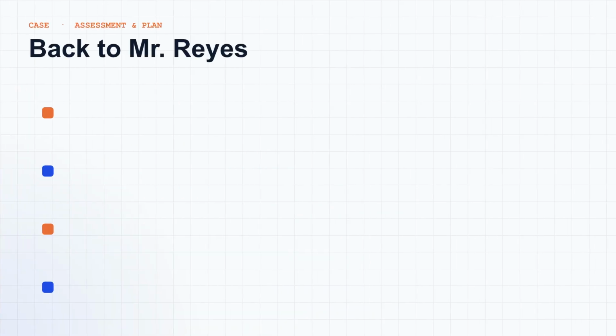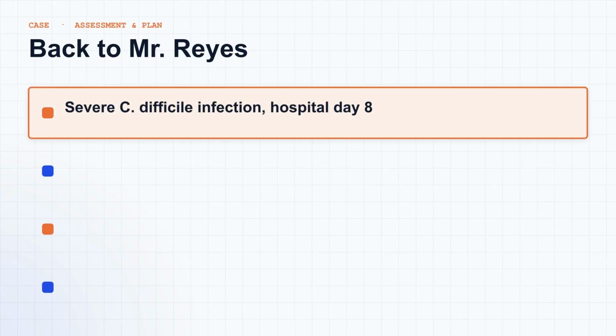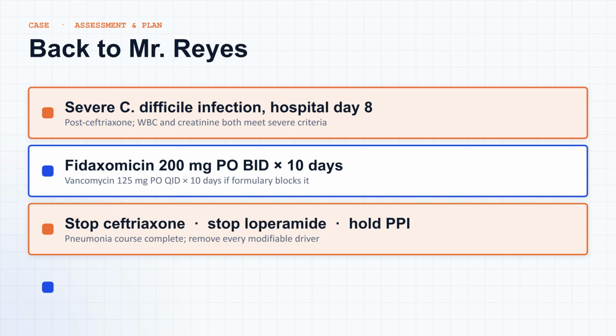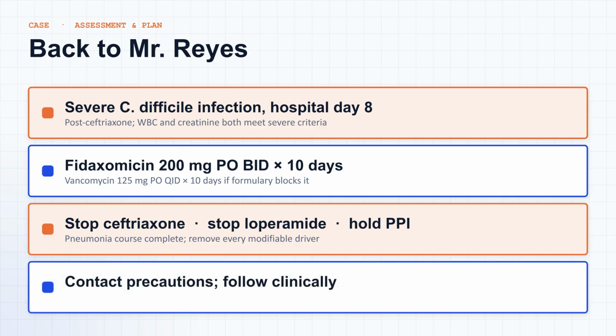Let us close the loop. Assessment. A 74-year-old man on hospital day 8 with severe C. difficile infection following ceftriaxone. He meets severe criteria on both the white count and the creatinine, and he has no fulminant features. Plan. Fidaxomicin 200 mg by mouth twice daily for 10 days. Stop the ceftriaxone. His pneumonia course is complete. Stop the loperamide immediately. Hold the proton pump inhibitor. Contact precautions.